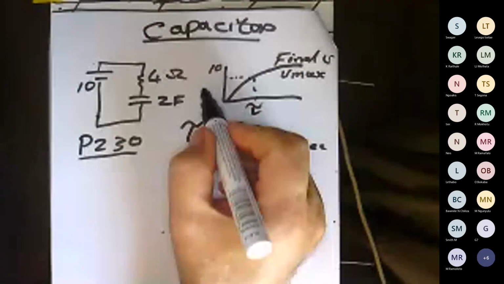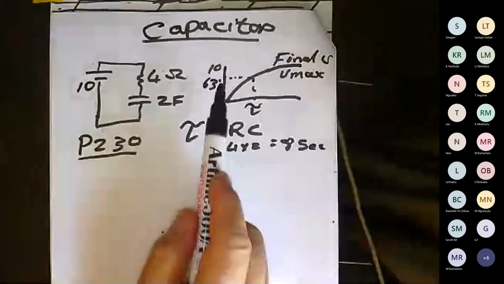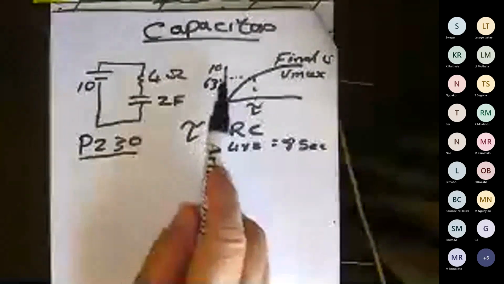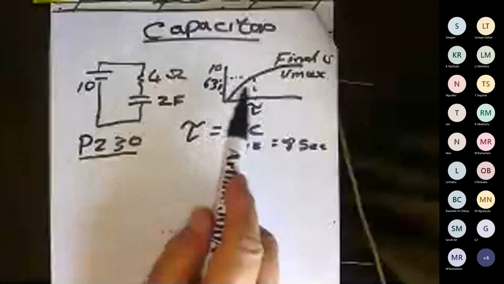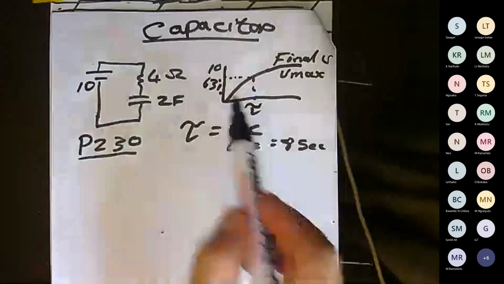So this is the charge curve and the discharge. Sorry, that wasn't 66%, it was 63%. So I'm just going to modify it here. It's 63% of the value. If the max is 10 volt, then it will be 6.3 volt here, where tau will have its time delay of 8 seconds in this case.